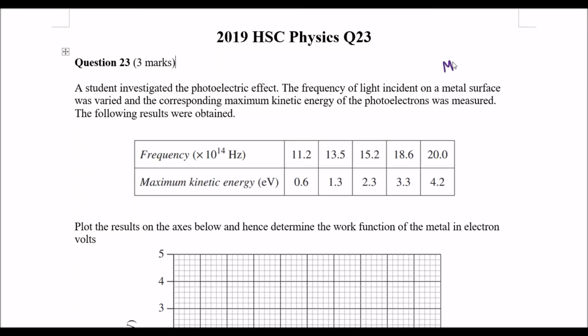Today we'll be covering the Module 7 Inquiry 3 HSC question. This is from the 2019 paper, question 23, and it's on the photoelectric effect.